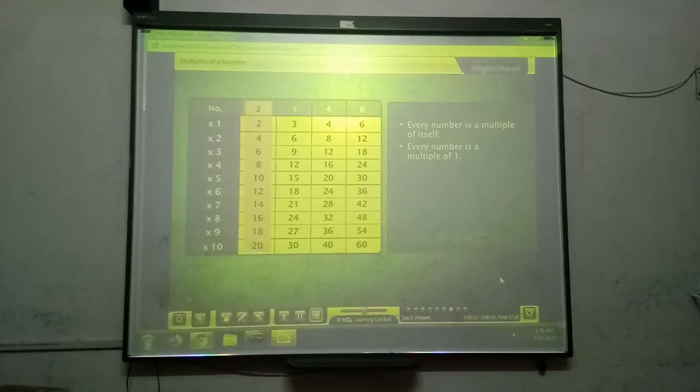All multiples of 2 are greater than or equal to 2. And this property is true for every number. The multiples of a number are always greater than or equal to the number.